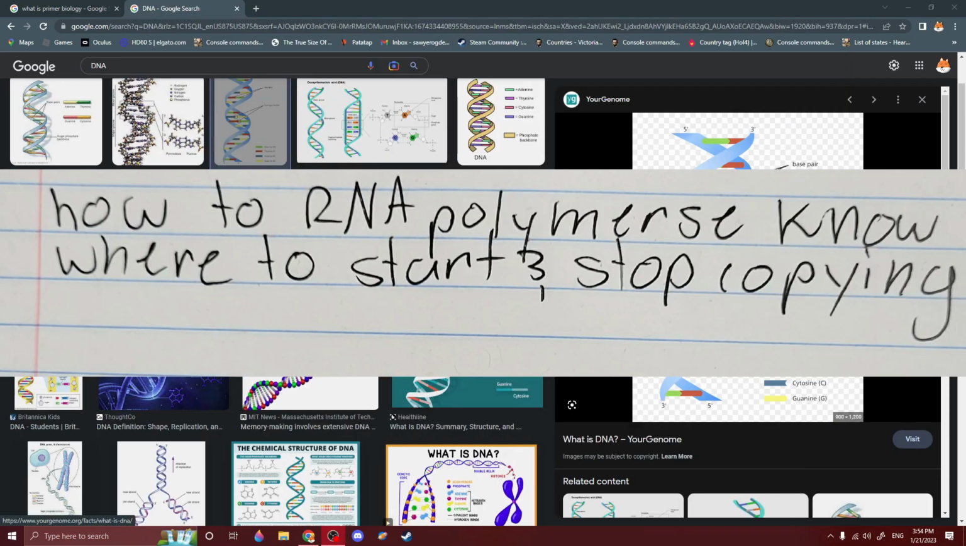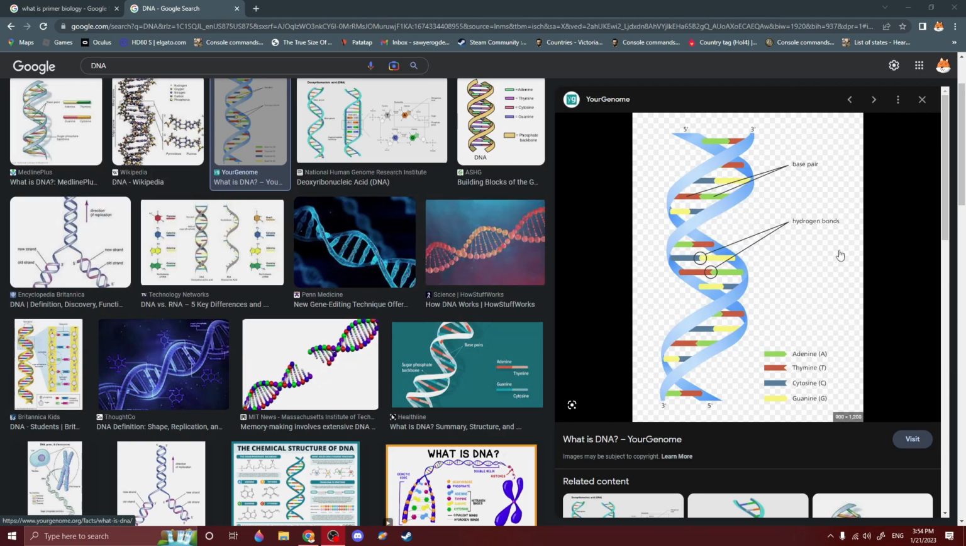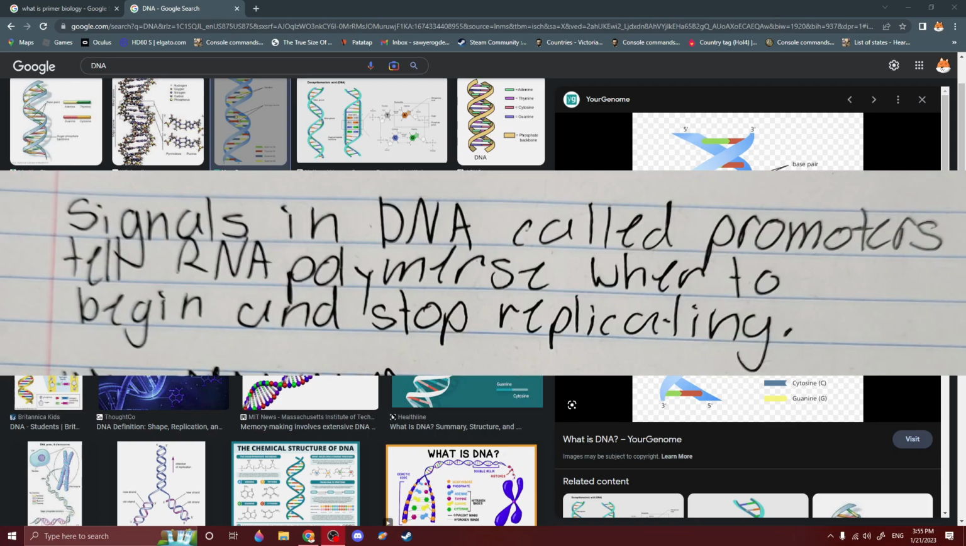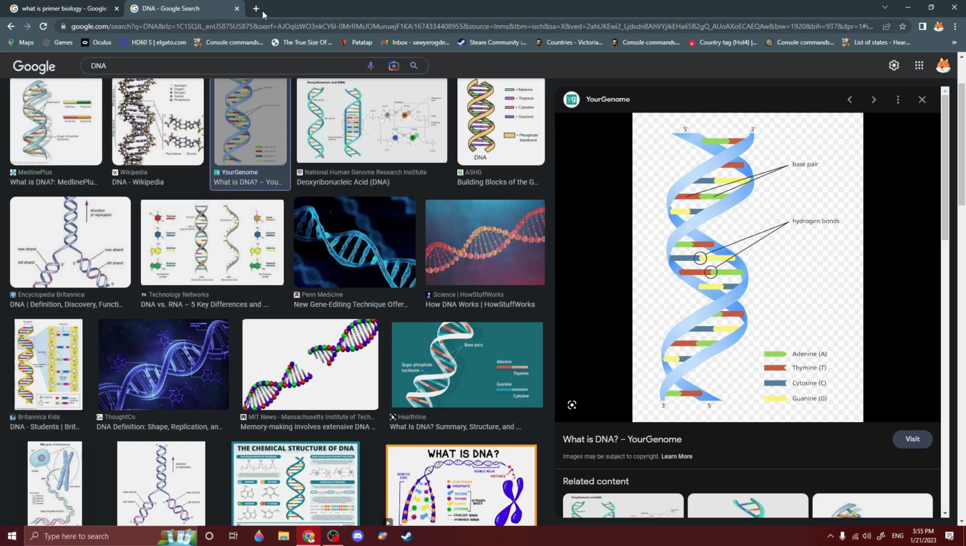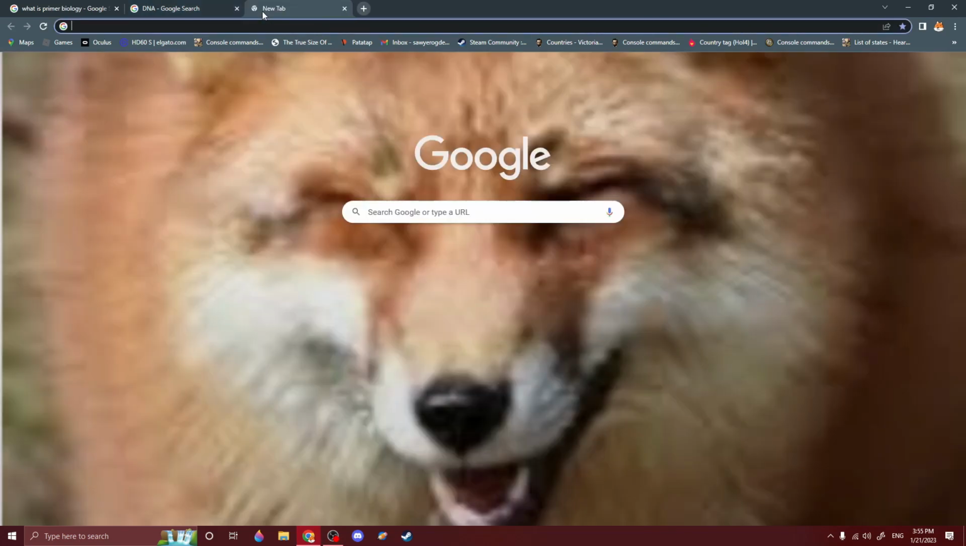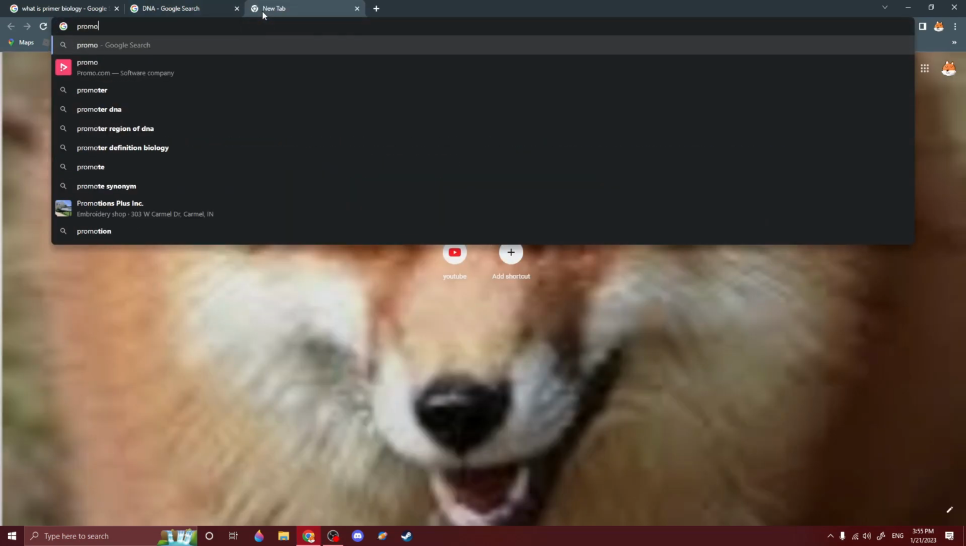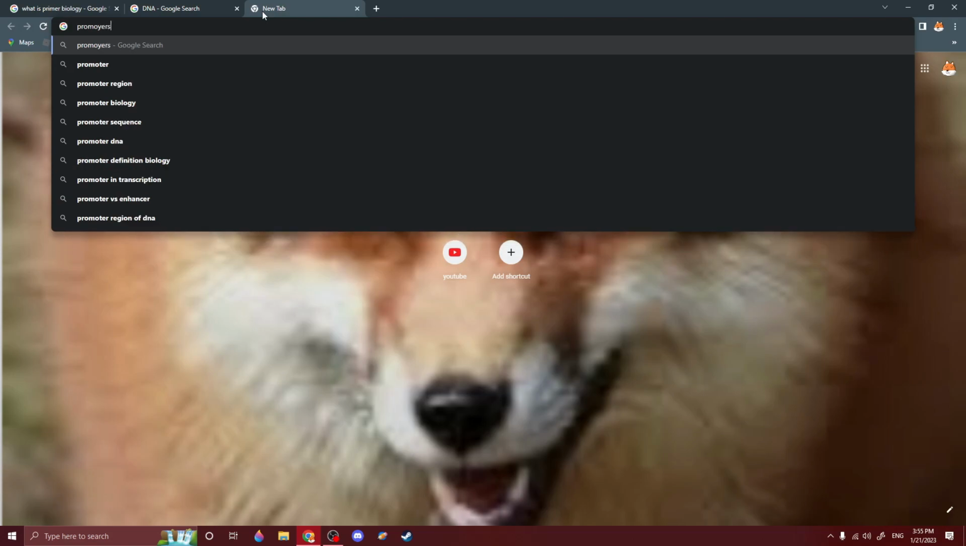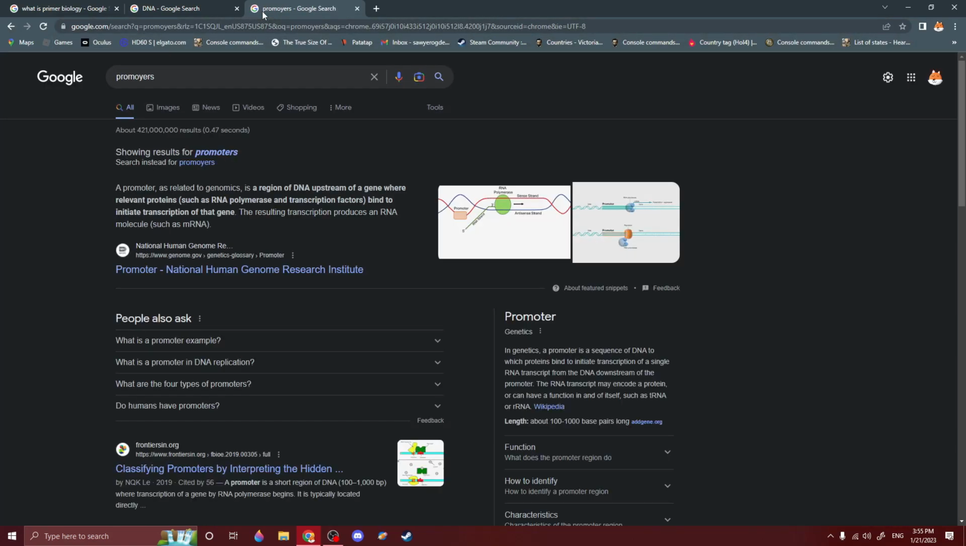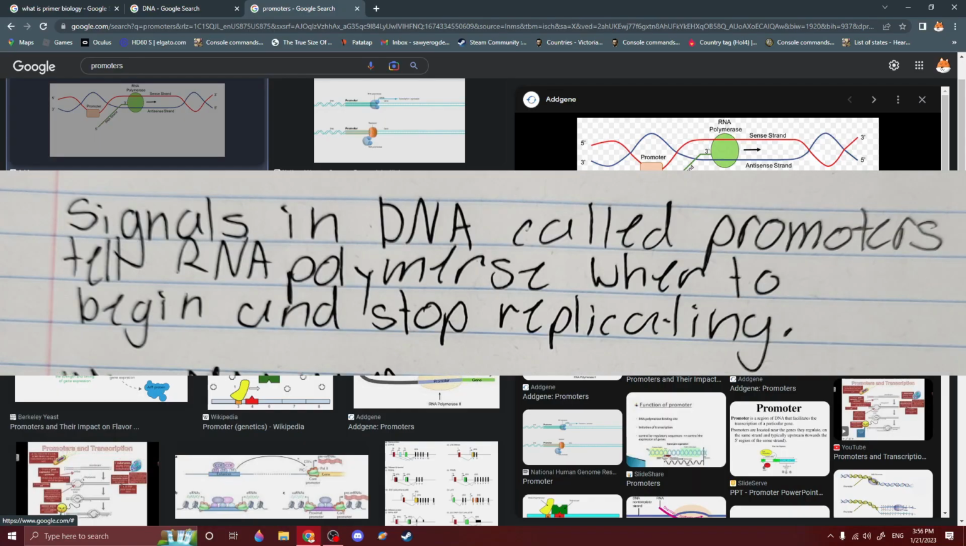How does RNA polymerase know where to start and stop copying? Well, it knows by signals in DNA called promoters. I'm going to look that up so I know. Promoters. They tell RNA polymerase where to begin and stop.